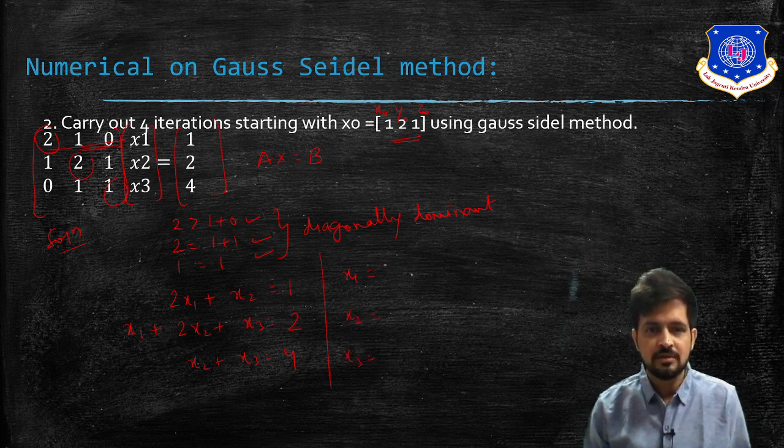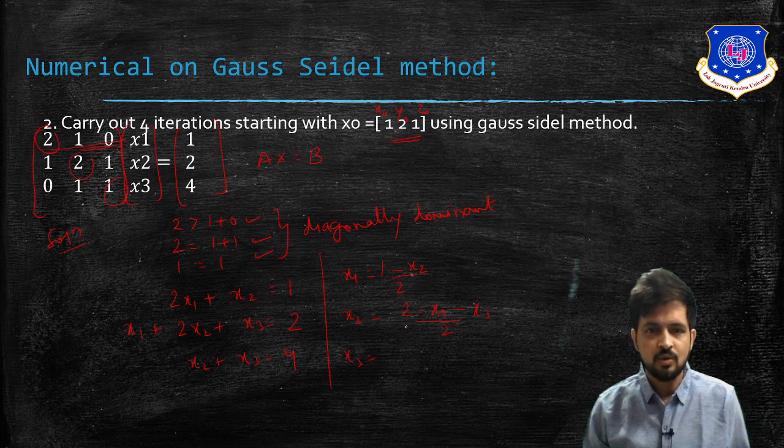What will be x1? x1 will be 1 minus x2 upon 2. Okay, x2 can be written as 2 minus x1 minus x3, divided by 2.